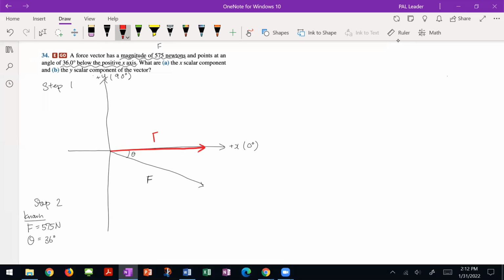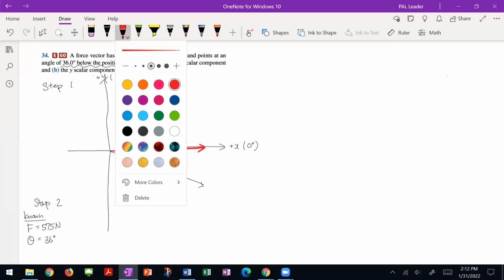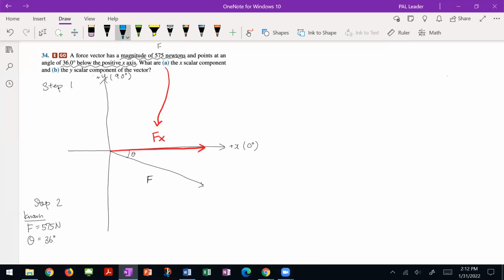That's going to be our Fx. That is what A is looking for. And our y component would be from right here to here, Fy. But I want to be careful about the direction. This is an arrow going downwards. Up is positive, y is up. So this is going to be negative Fy. And that is the answer for B. So we want to find Fx and negative Fy.